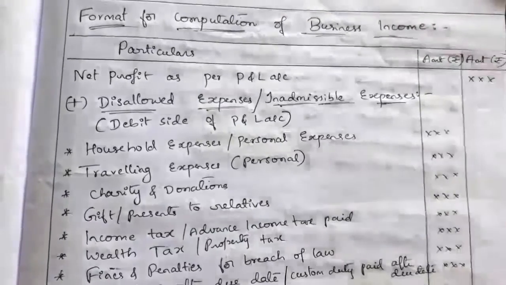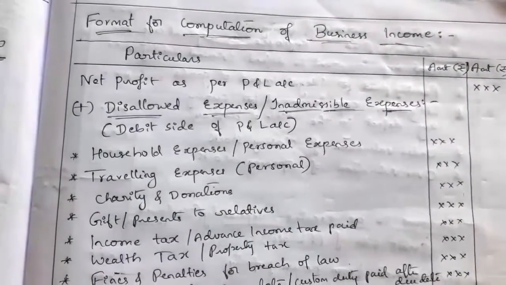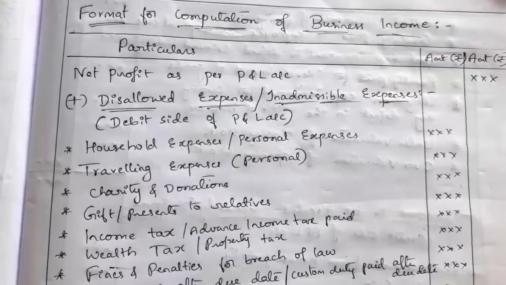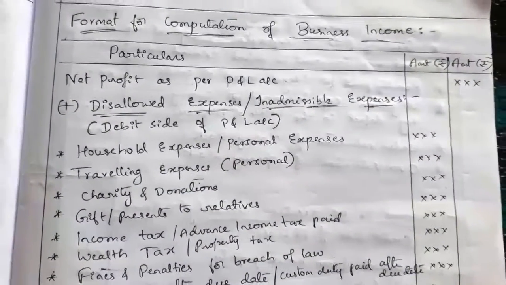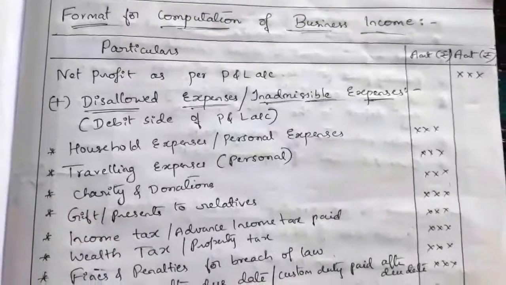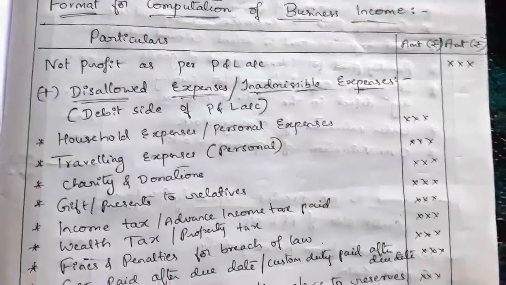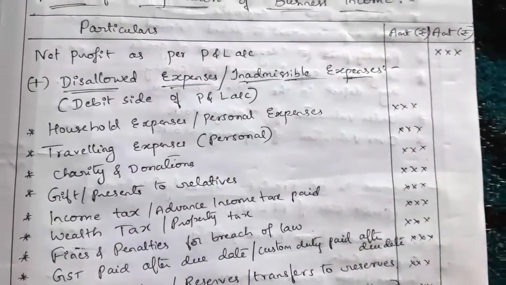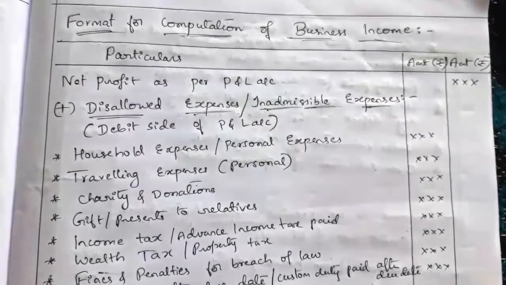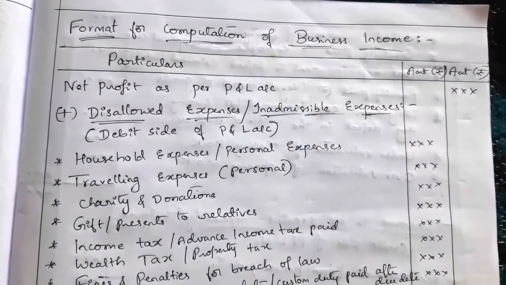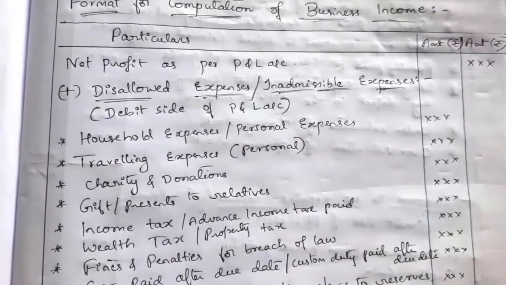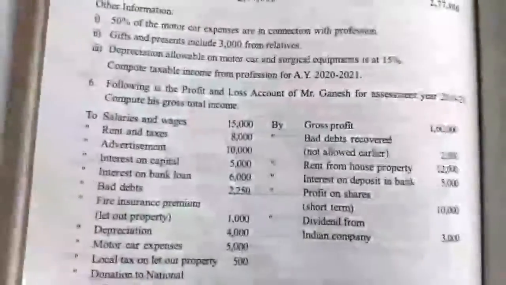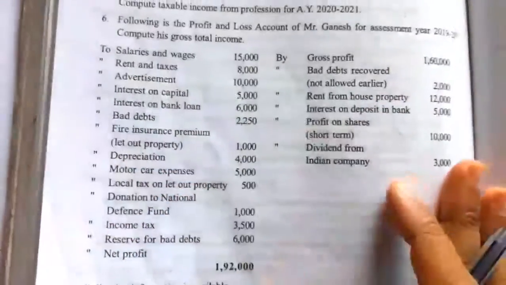Usually every business prepares a trading and profit and loss account to know their financial position. They prepare a profit and loss account to know how much profit they have earned in a particular financial year, and they prepare a balance sheet to know the financial position. So every business is already preparing a profit and loss account. You know how this profit and loss account looks like. So this is a profit and loss account.